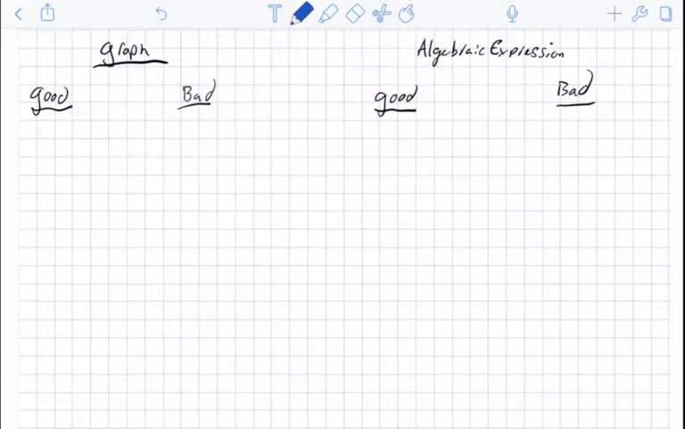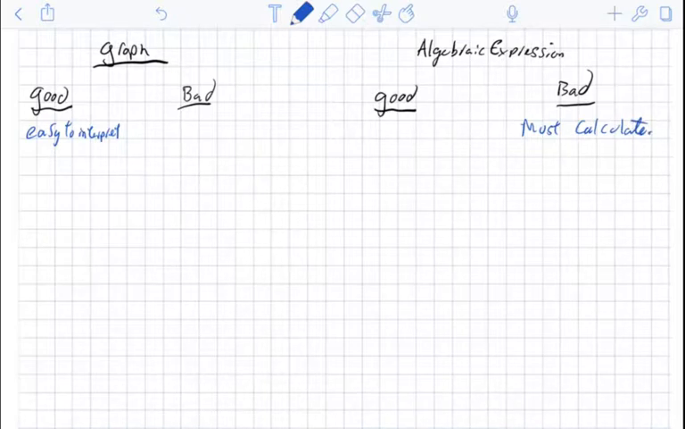So what's good about a graph? It's easy to interpret. You don't have to do any calculations or anything. You just take a ruler and look up the answer. Algebraic expressions, they aren't easy to calculate. You have to do calculations. So that's a boo.